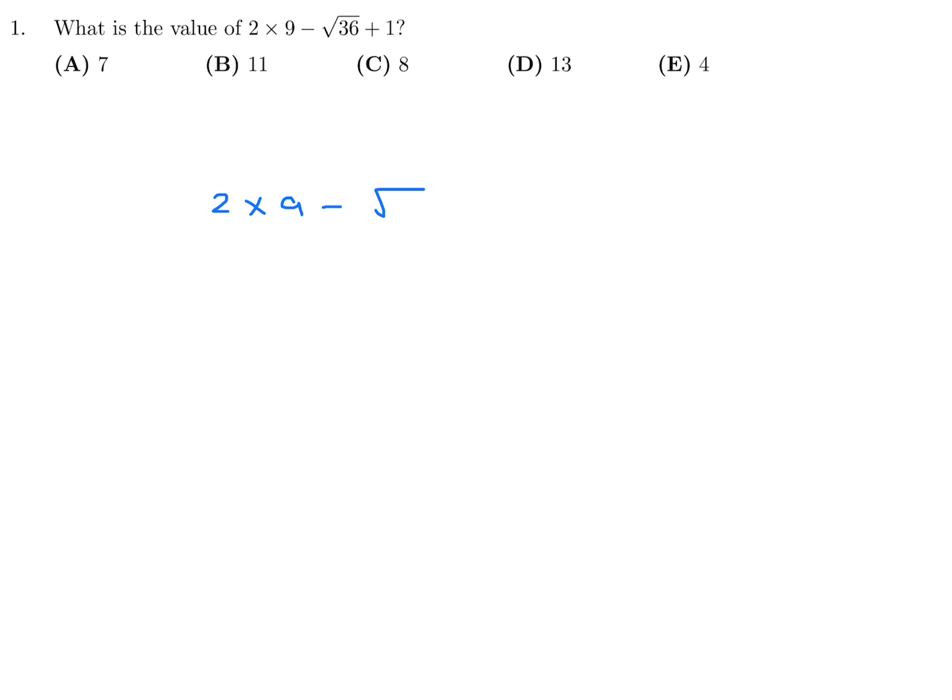Well, as always, order of operations, right? You have BEDMAS, which I'm sure you know: brackets, exponents, division, multiplication, addition, and subtraction. In this one, there's no brackets, there's no exponents, so the first one is multiplication, so that's 18. And then exponents, you can kind of think of the square root of 36 as 36 to the power of a half. So I guess you could have done that first, but I don't think it makes a difference. So this is just 18 minus 6, which is 12, plus 1, which is 13. So number 1, the answer is D.